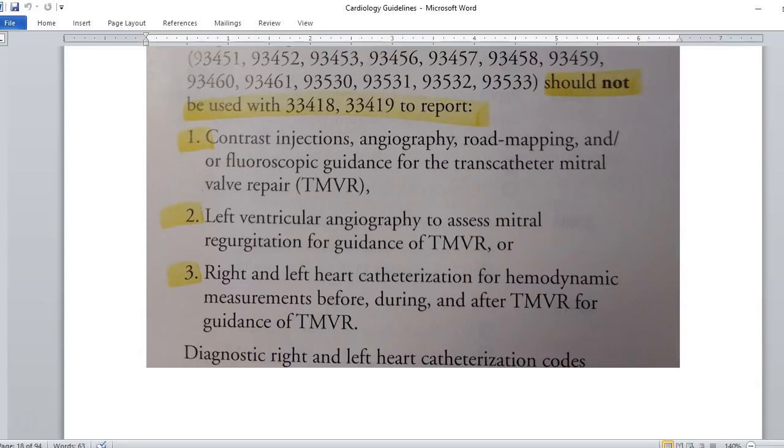Okay, so this is what is included. Again, contrast injections, angiography, road mapping, and fluoroscopic guidance for the transcatheter mitral valve repair, left ventricular angiography to assess mitral valve regurgitation, right and left heart catheterizations for hemodynamic measurements before, during, and after TMVR for the guidance of TMVR. And that right there is the reason why we cannot code right or left heart catheterizations with these codes, because the TMVRs include the catheterization to look at the measurements of blood flow in the heart. So again, we have to be careful what is included.